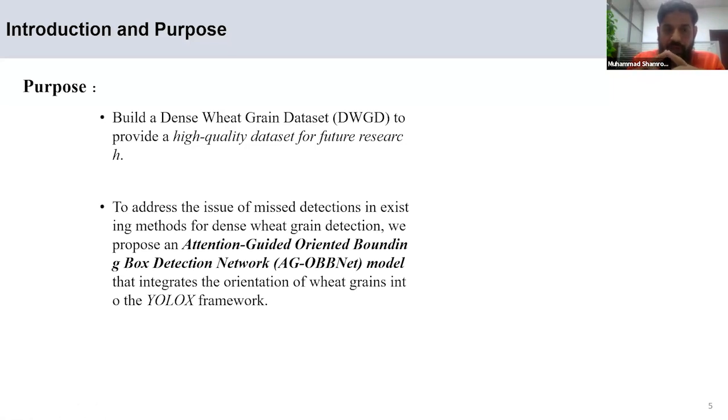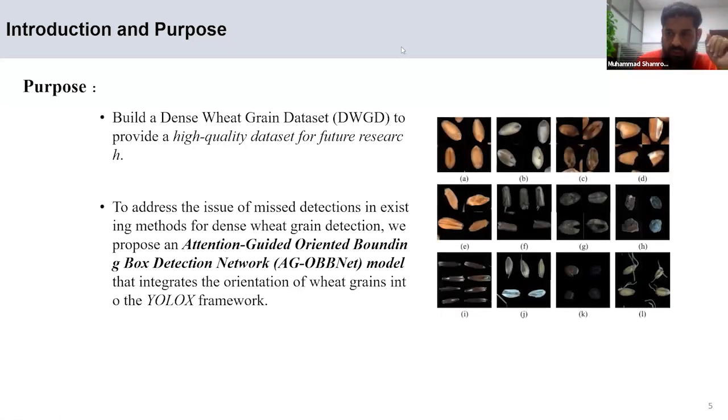We propose a new method called AGOBBNet, the Attention Guided Oriented Bounding Box Detection Network, that integrates the orientation of the wheat grains. Mostly we use the artificial intelligence framework called YOLO. So this is our main image that we have to work out. I will not go into too much detail because of the time limitation, but I give the detail of these images in our accepted conference paper.